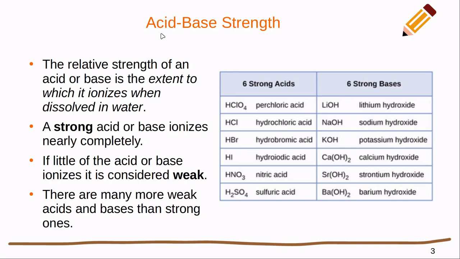So first thing we need to do is make a clear distinction about what acid-base strength is. People sometimes have a confused idea about this. The strength is merely the amount by which it ionizes in water. How much of it is going to ionize in water and produce those hydronium ions or hydroxide ions. A strong acid or base ionizes nearly completely. There's not that many of them, and here's a little table of some common ones that you may see. If little of the acid or base ionizes, it's considered weak, and the majority of acids and bases are weak.